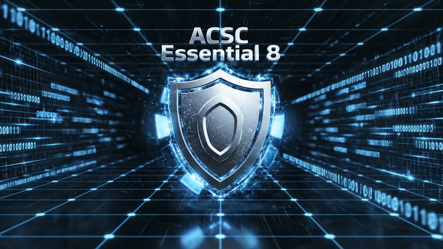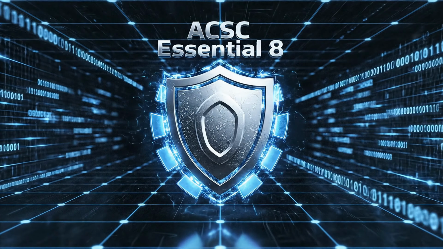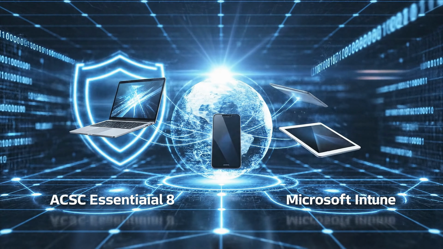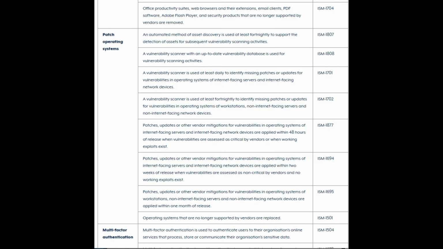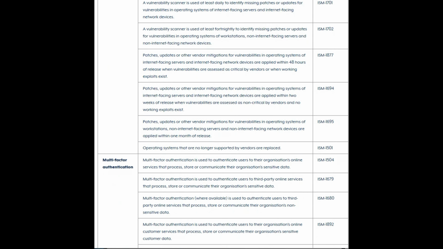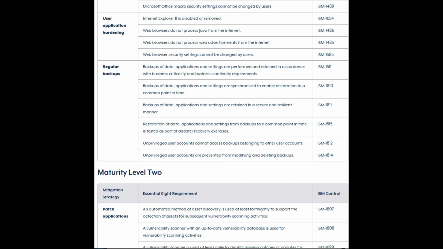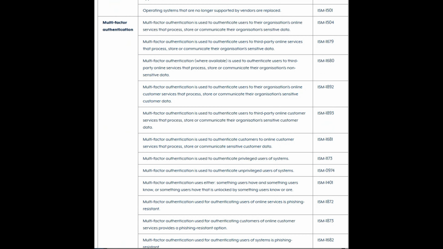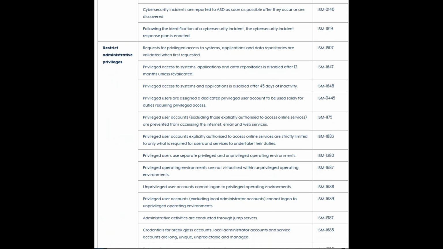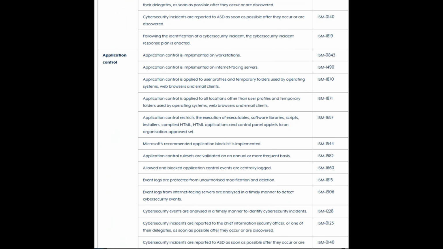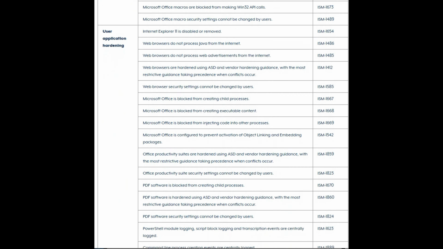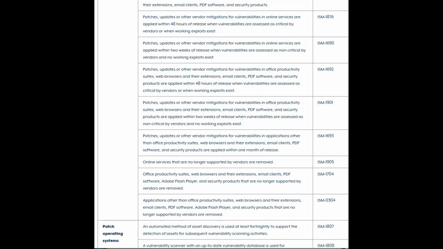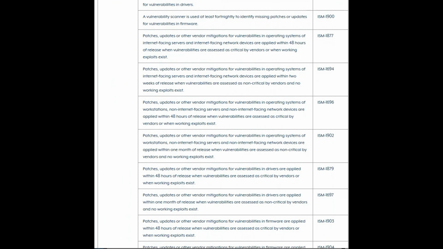So what is the Essential Eight? The Essential Eight is a set of 8 mitigation strategies, and it's designed to make it harder for adversaries to compromise systems in your organization. Think of it as a bit of a baseline for cyber resilience, and it's set around 3 maturity levels. Maturity level 1 is really looking for basic security hygiene within your organization. The second level is intermediate resilience. And the third level is high resilience and hard to compromise.